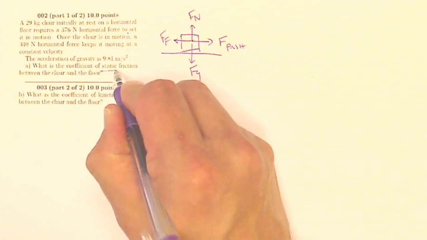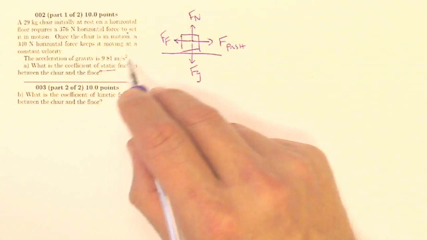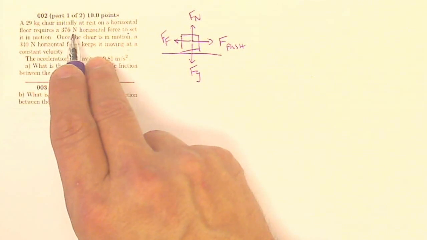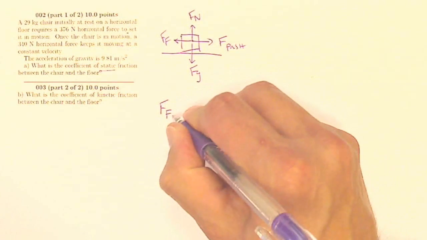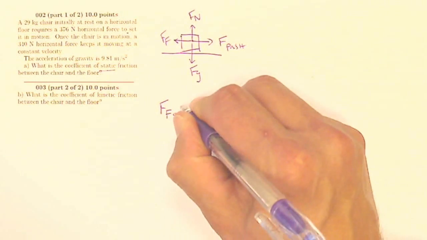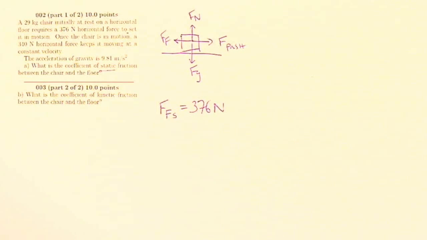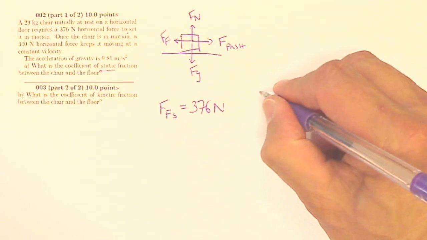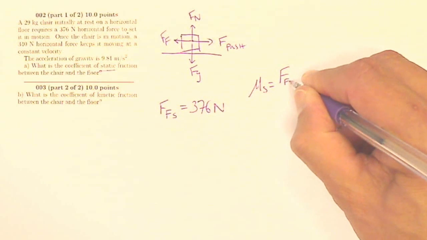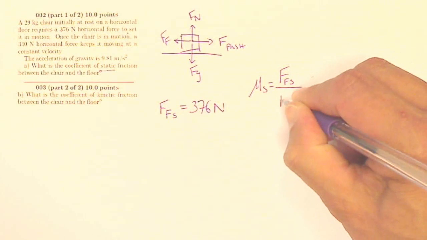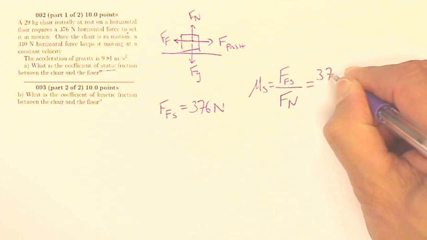Well, the static friction is the friction to start it moving. And the friction to start it moving is going to be 376 newtons to set it in motion. So I know that my force of friction for static, S for static, is going to be 376 newtons. If I want my coefficient of static friction, that's mu static, it's going to be my force of friction static, F_fs, over my normal force. Well, my static friction is 376 newtons.